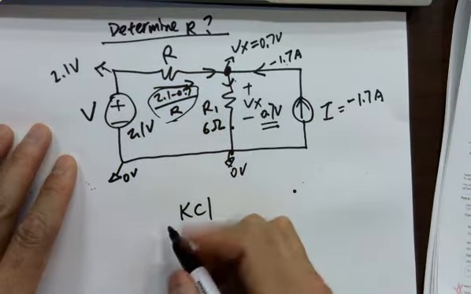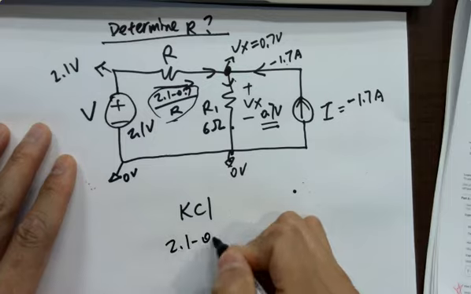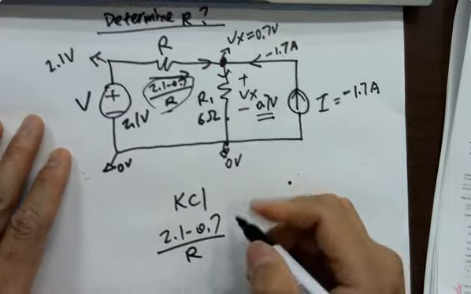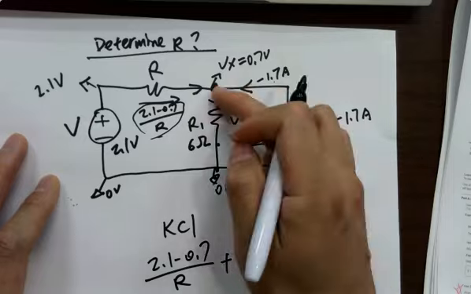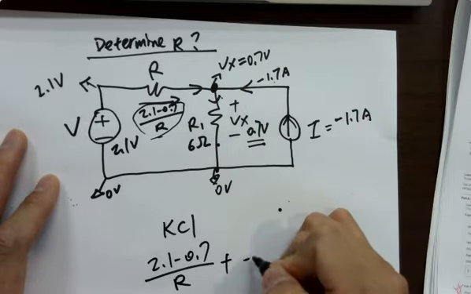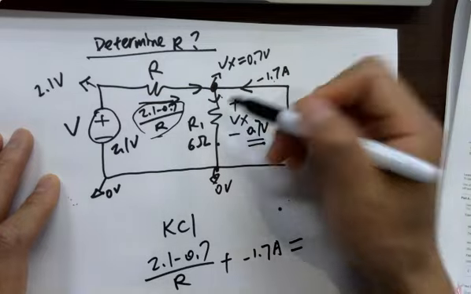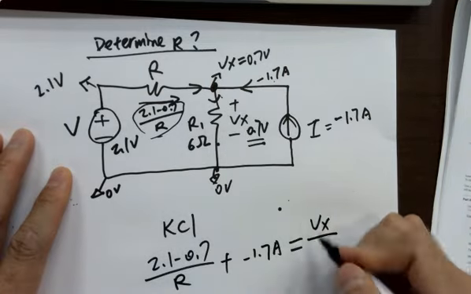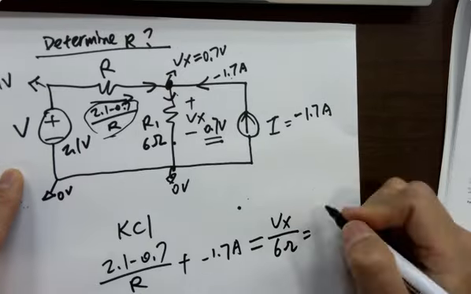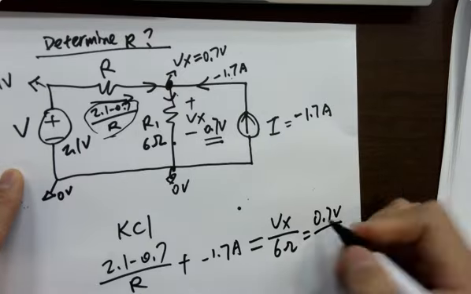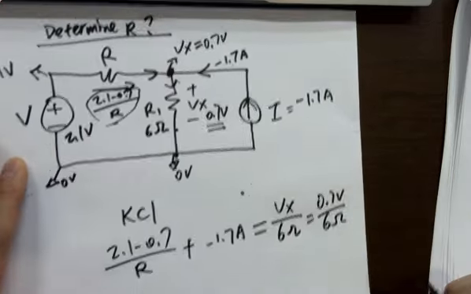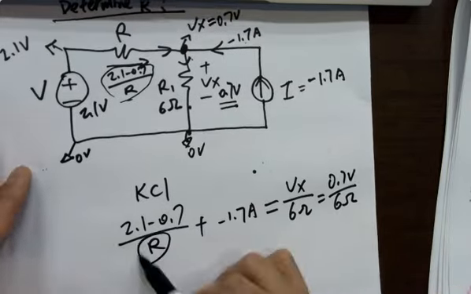So eventually you are using 2.1 minus 0.7 divided by R, which is a variable here, plus another current going into it, which is negative 1.7 amps, equals the current flowing out, which is Vx over 6 ohms, which is 0.7 volts over 6 ohms. Could you calculate R? Yes.